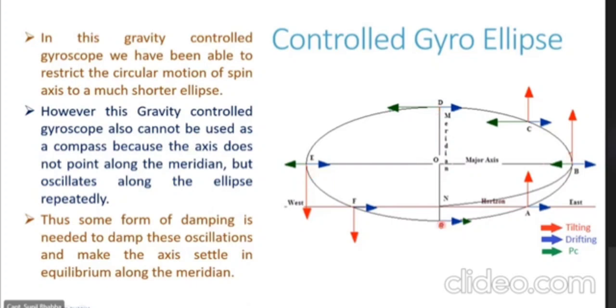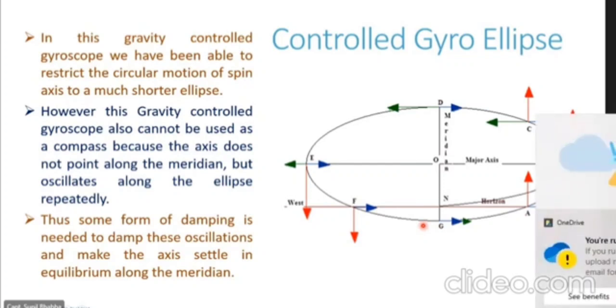And now we need some form of damping so that we can dampen these oscillations and make the spin axis settle in equilibrium along the meridian. So some form of damping is required which can dampen these oscillations and make our gyro steady in the meridian. It should settle in equilibrium in the meridian.